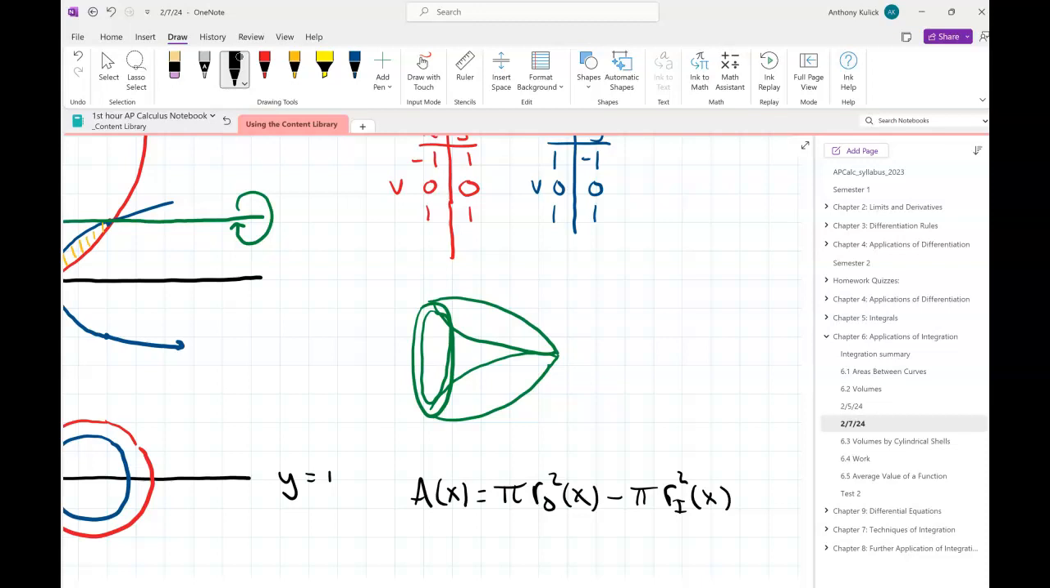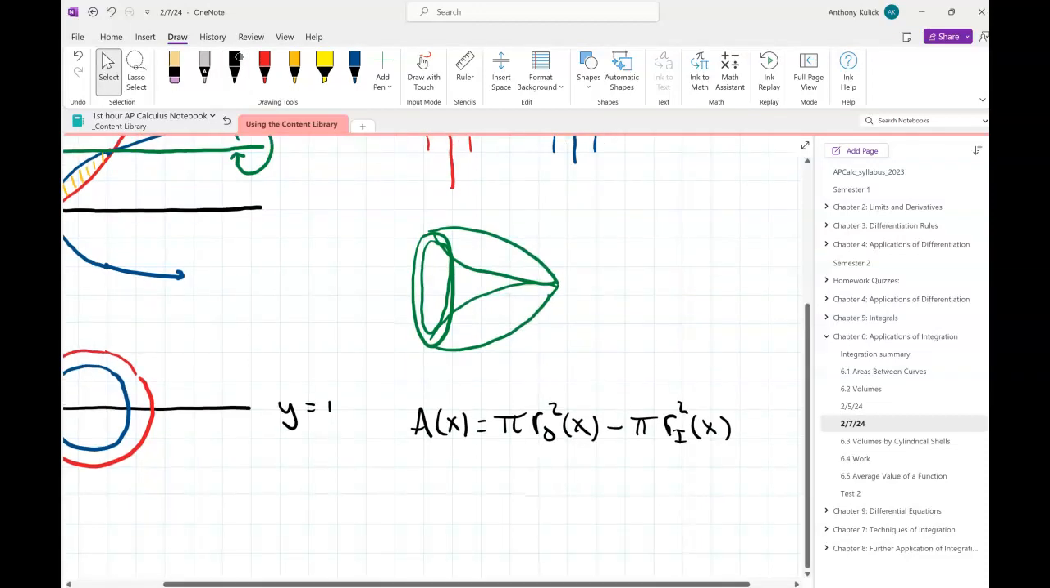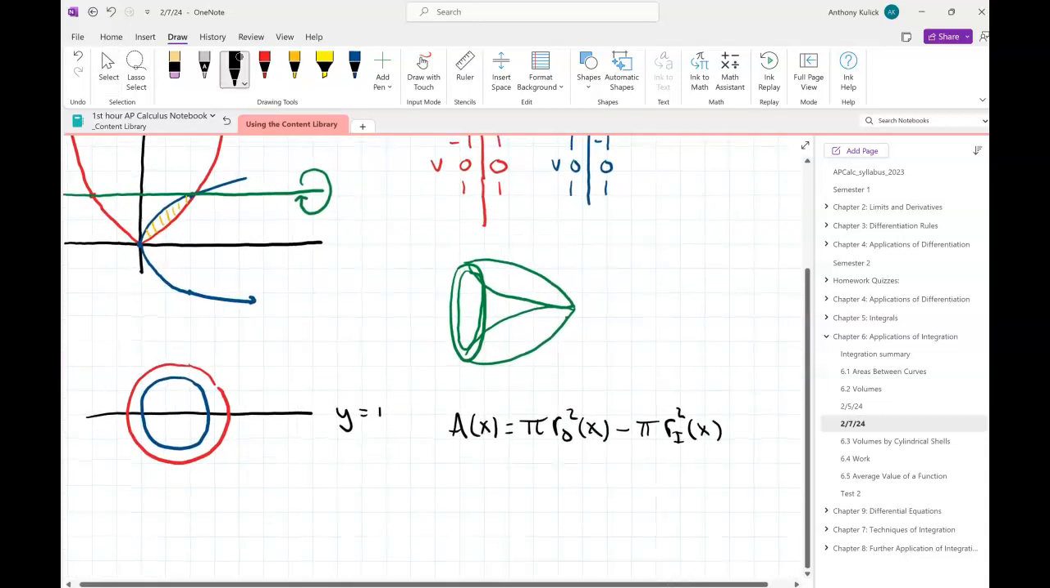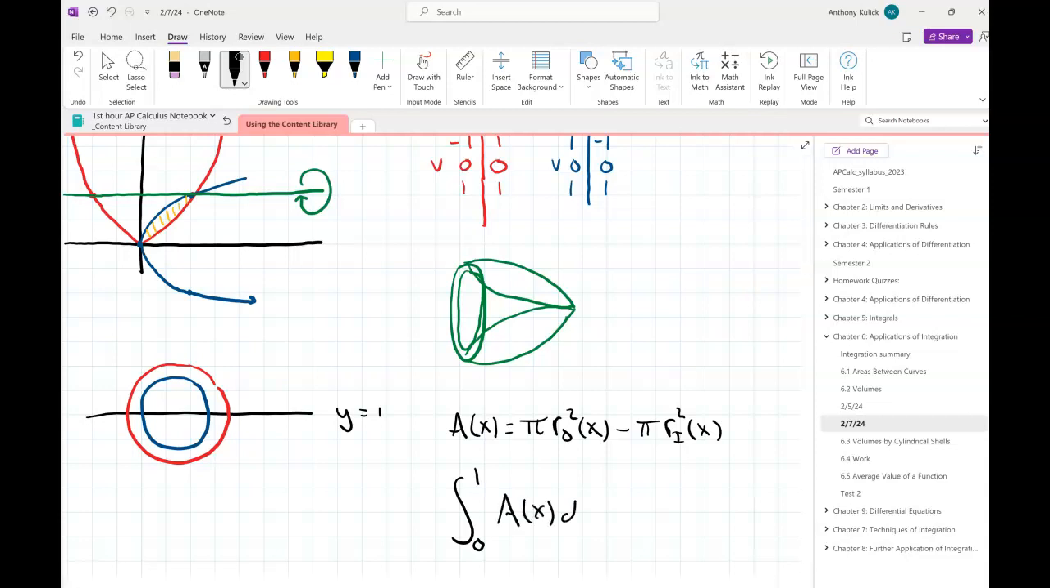So to find the area of that donut, it's going to be pi r outer squared minus pi r inner squared. And then we'll be integrating after we have that from 0 to 1 of A(x) dx, right? So it just comes down to now figuring out what this r outer of x and r inner of x are, how do we write that? Does everybody feel okay so far?